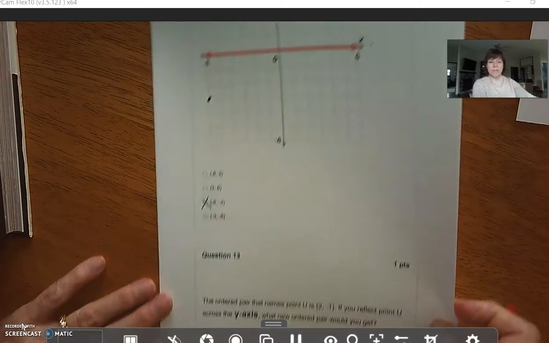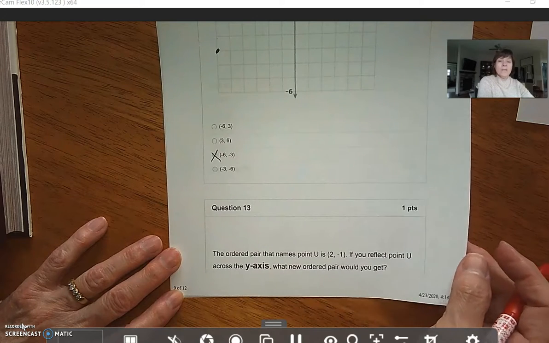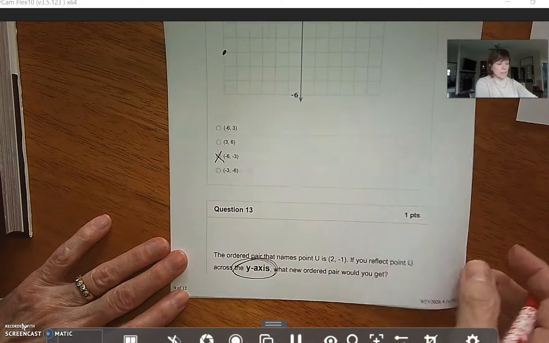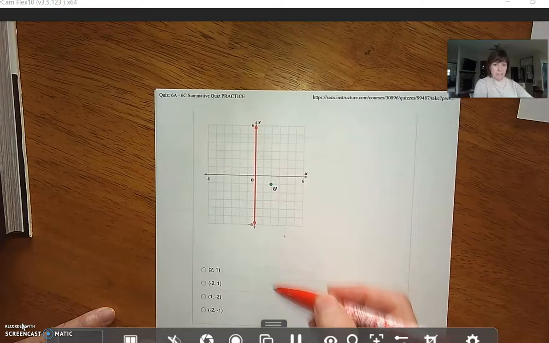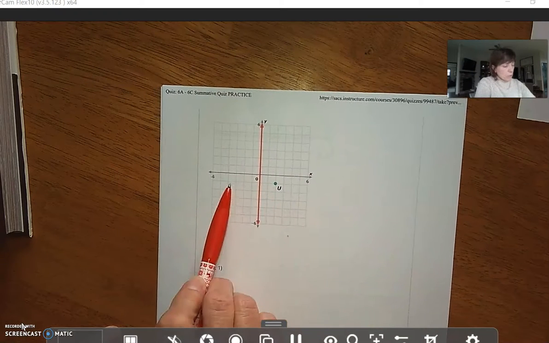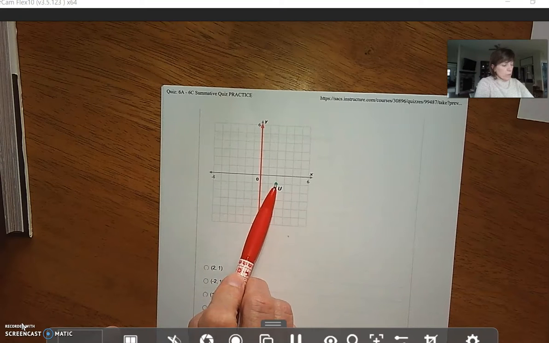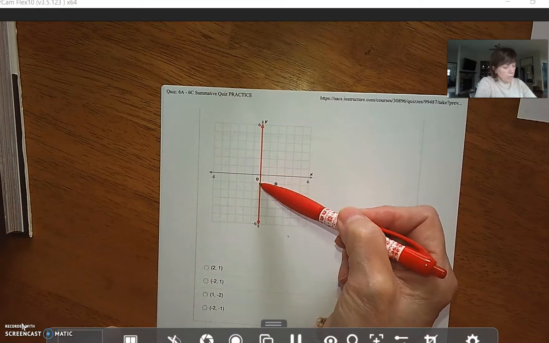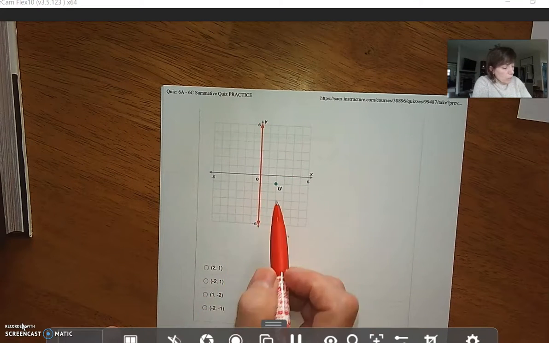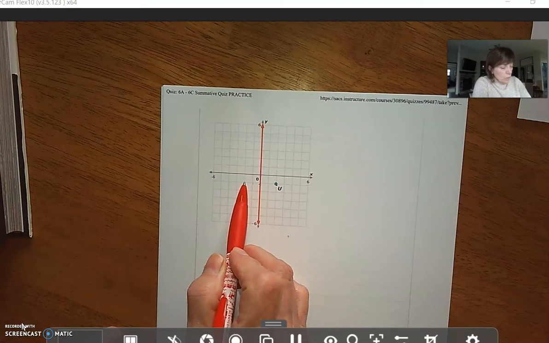All right, so question 13 then, similar. It says the ordered pair that names the point U is 2, -1. If you reflect U across the y-axis this time. Now instead of x, we're going to do it across the y-axis. What point would we get? So we're going over this axis now. So we see that we're going to stay on this line, but we want to reflect it across here. So if we want to stay on -1 on the x, but then we'll go, since we're 2 spaces away from y here, we want to be 2 spaces away from y there.